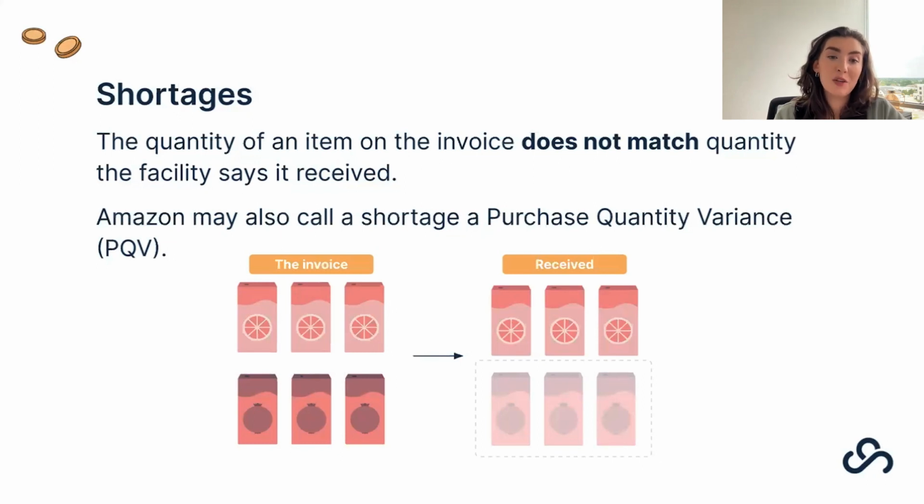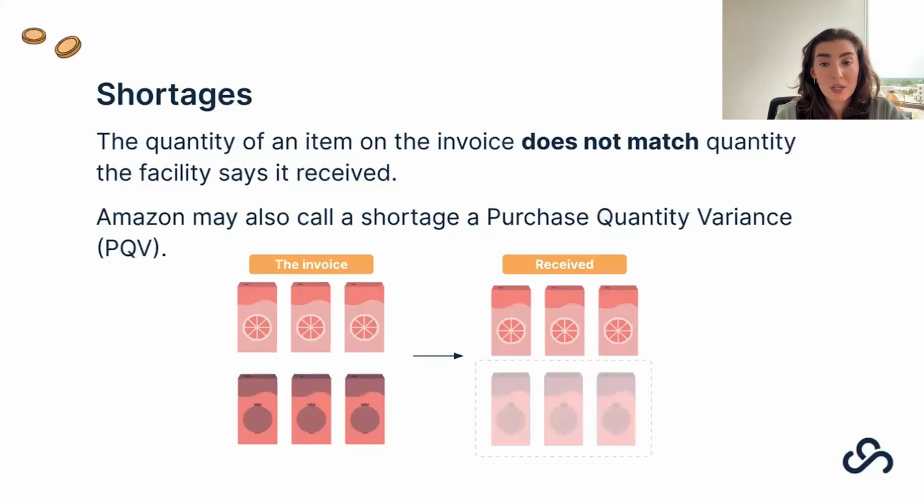PQV stands for purchase quantity variance. So basically what it sounds like, there's a variance in the quantity of what you said you were going to deliver to Amazon. This graphic's really helpful to illustrate that simply. Let's say the invoice says, hey, I wanted 3 of the grapefruit juice boxes, and I wanted 3 of the pomegranate juice boxes.